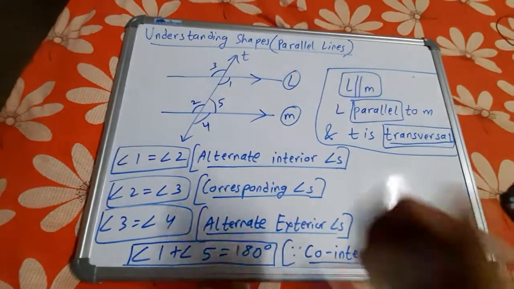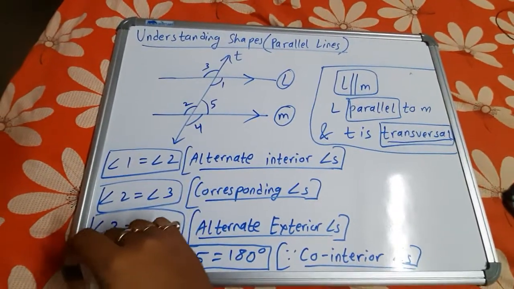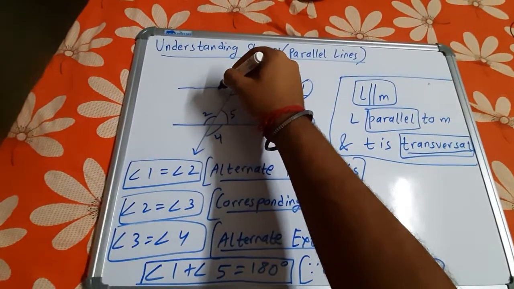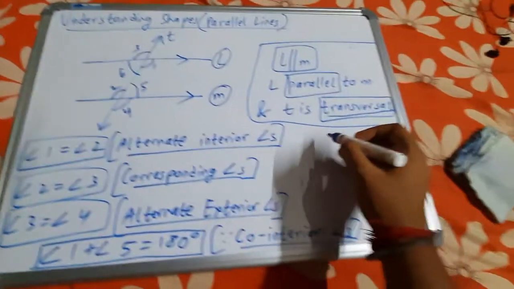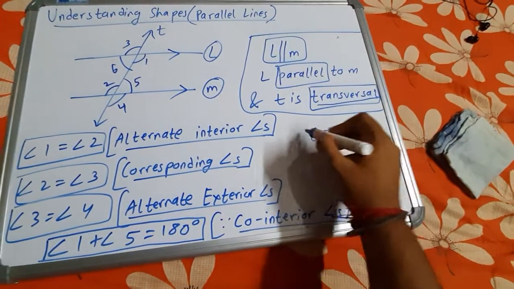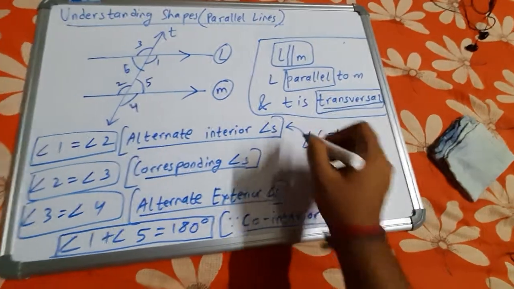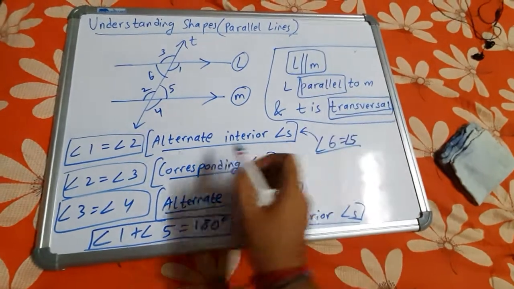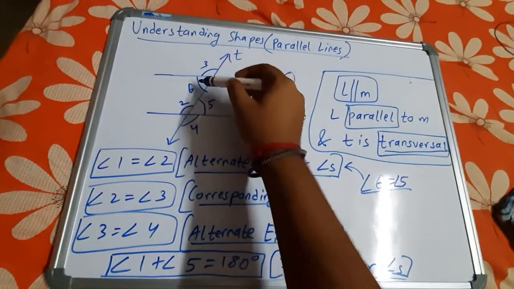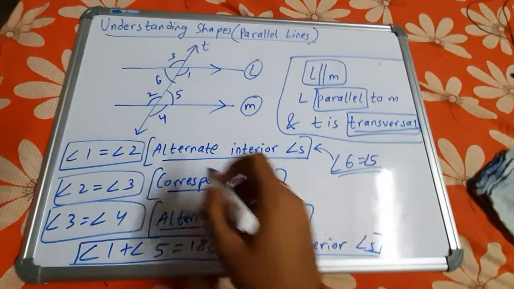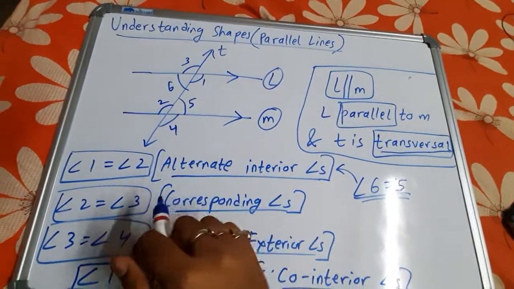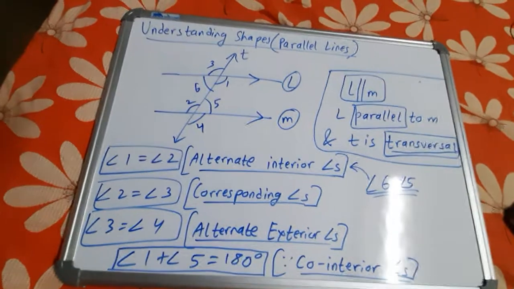Okay, now why is 1 equal to 2? Why not, let's say I write 6, why not 6 equal to 5? I can also say angle 6 equals angle 5, by the same reason, that is alternate interior angles. If there is angle 6 and angle 5, I can always say that 6 equals 5 by the property of alternate interior angles. So you understood the property of alternate interior angles.